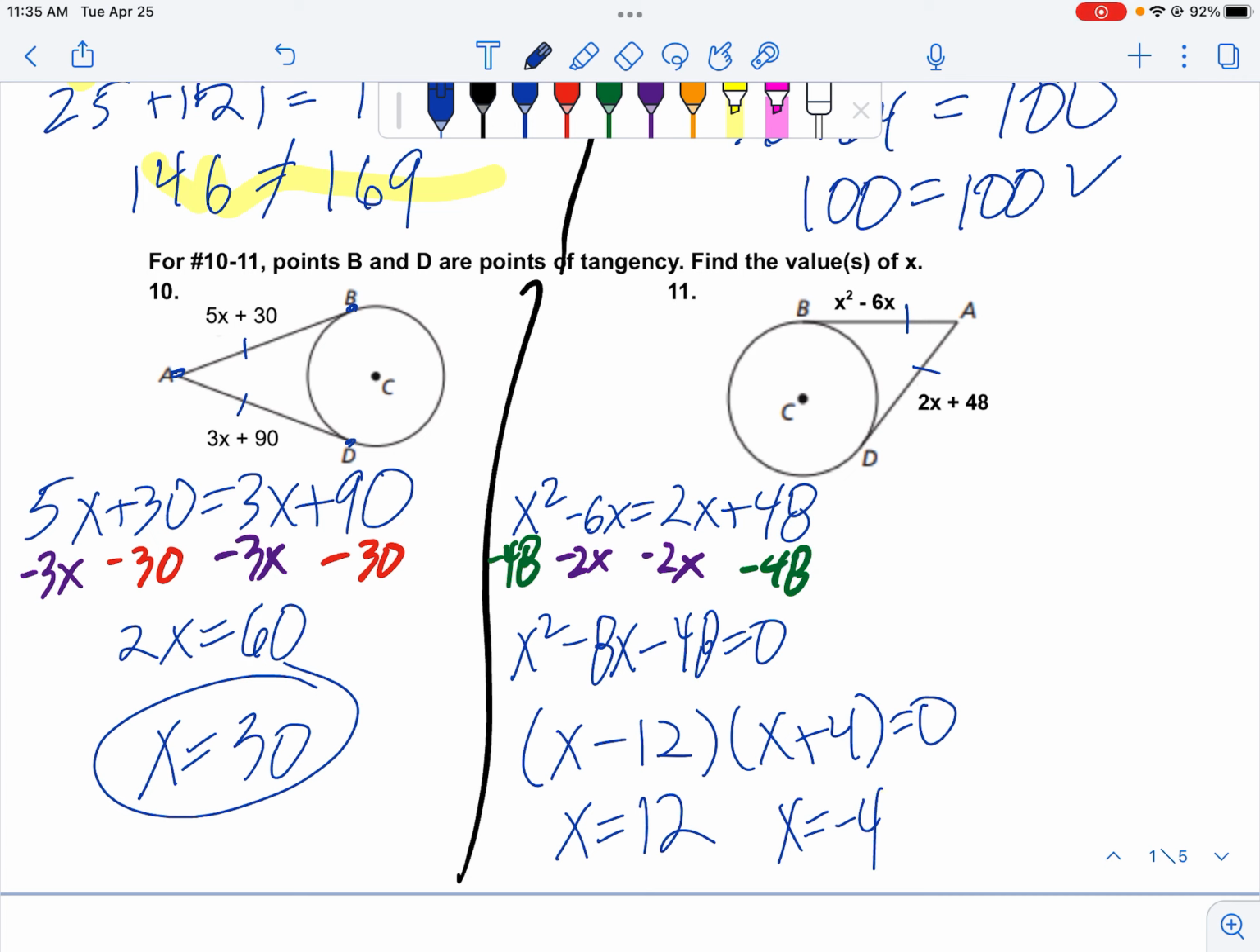They actually both check out, so both x values work. If I plug the negative 4 in, I'll get 40 for both. So they both check out.